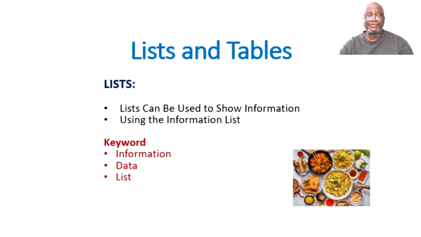So, lists can be used to show information, which is used in everything we do in the office, at home, at play: a list of your players, a list of products you want to buy or sell, a list of items you want to buy for the home. So lists can be used to show information.